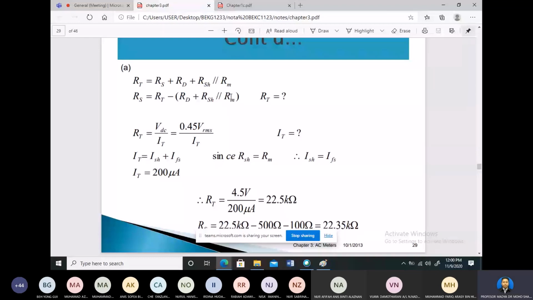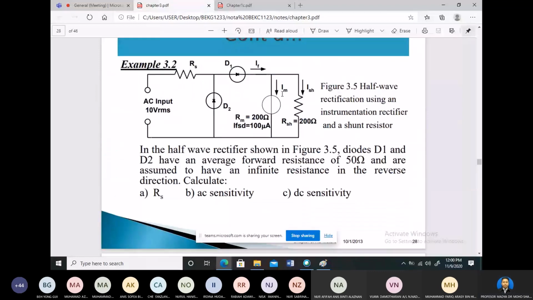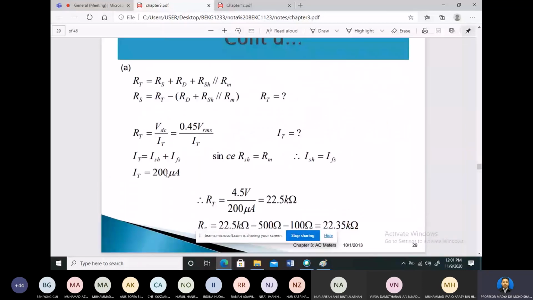And then you can calculate the RT. The formula is VDC divided by IT, so 0.45 of the RMS voltage divided by IT. Use this formula: IT equals I shunt plus the full scale deflection current. So the current here will be this current plus this current, to get the full scale current. Current full scale equals IM plus I shunt. That's why we get this formula. And the total we are given is 200 microampere.